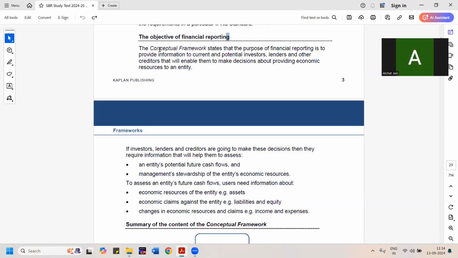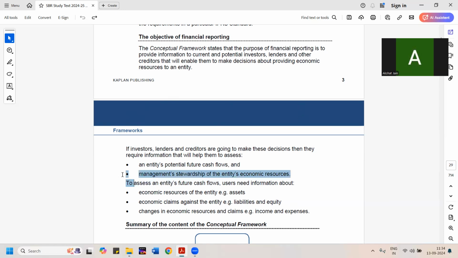So the objective of financial reporting is towards the investors, lenders, and creditors. It is that they can assess financial reports and understand the future cash flows of the entity as well as the management stewardship of the entity's economic resources. So we all know what an entity's potential future cash flows look like and what the basic deal about it is.